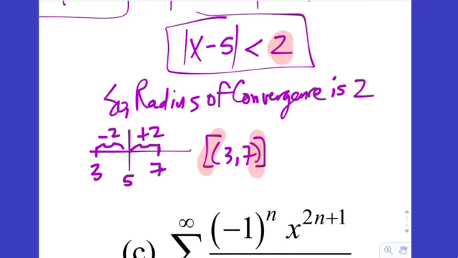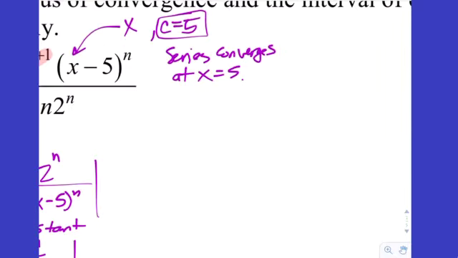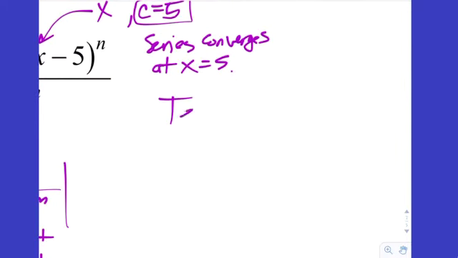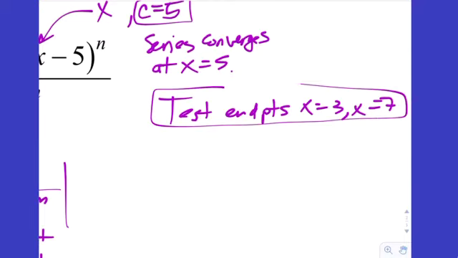Like with the natural log, it looked like visually we could not include the left, but we could include the right. So we're going to have to test those values. All right, so make a new column here. We're going to have to test the endpoints of x equals 3 and x equals 7 to see if they get brackets or parentheses. So let's go ahead and just set up the first one.